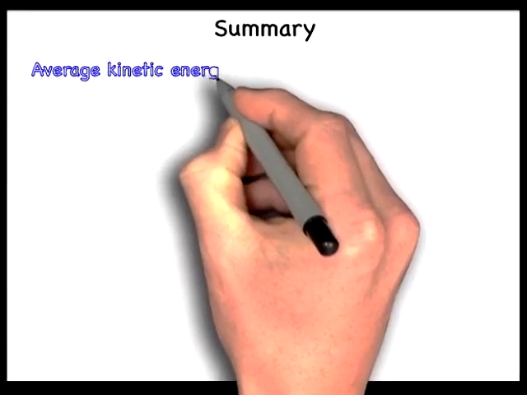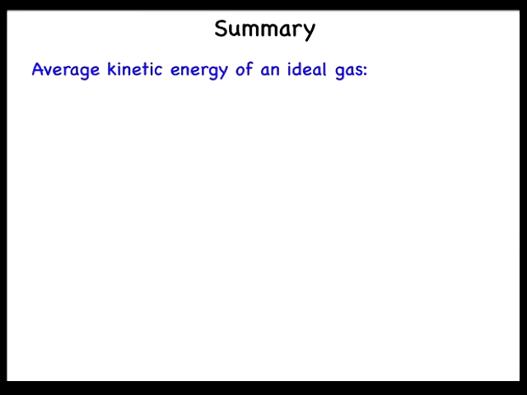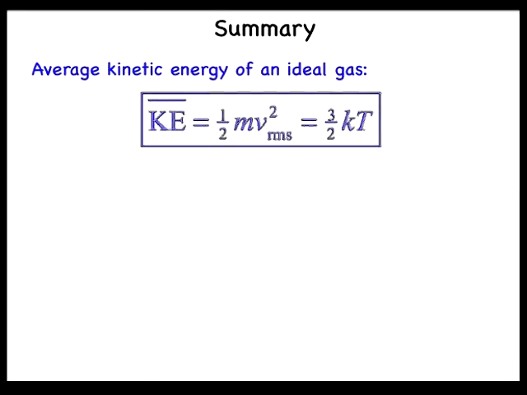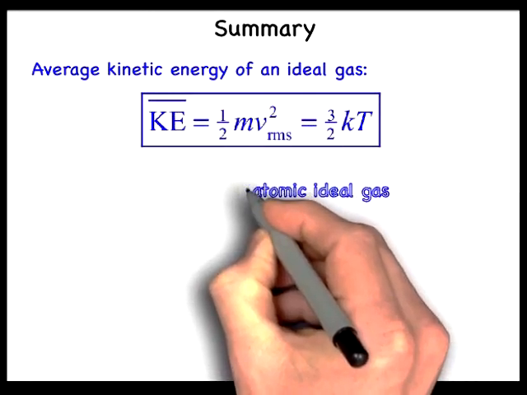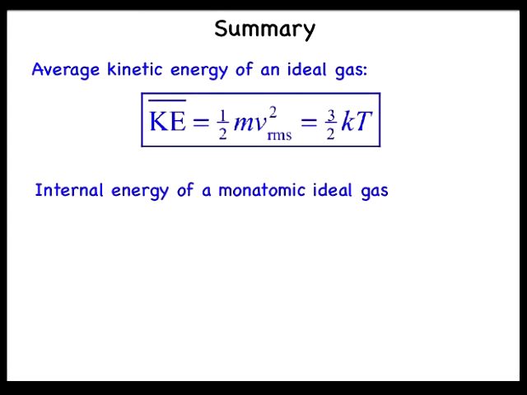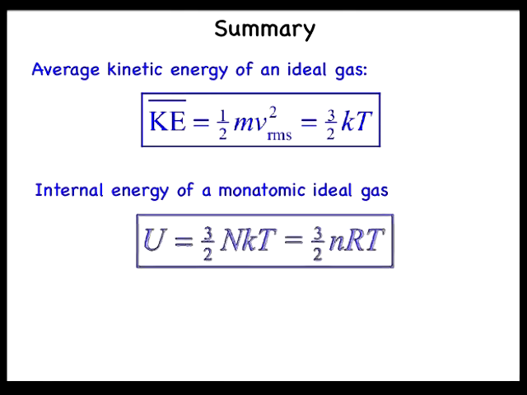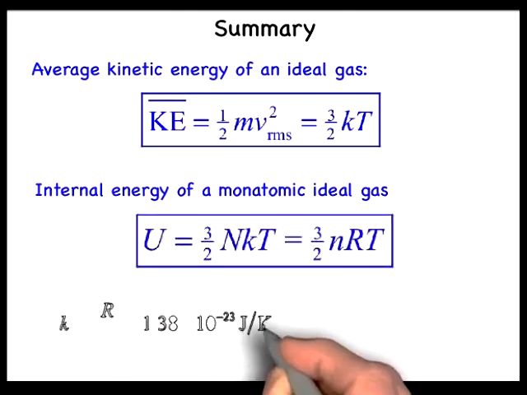In summary, the average kinetic energy of a particle in an ideal gas is given by 1/2 m v_rms squared, which equals 3/2 kT. The internal energy U of an ideal gas is related to the temperature through U equals 3/2 NkT, which equals 3/2 nRT.